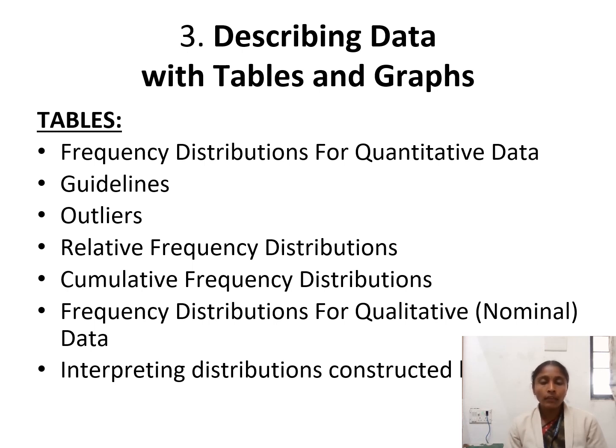Under describing data with tables, we will see some of the main concepts: frequency distribution for quantitative data, then guidelines, outliers. We have seen outliers already in unit 1 itself. Here also we are going to discuss some concepts about outliers, and relative frequency distribution, cumulative frequency distributions, frequency distributions for qualitative, that is nominal data, and interpreting distributions constructed from data. These are the concepts we are going to discuss in this topic.